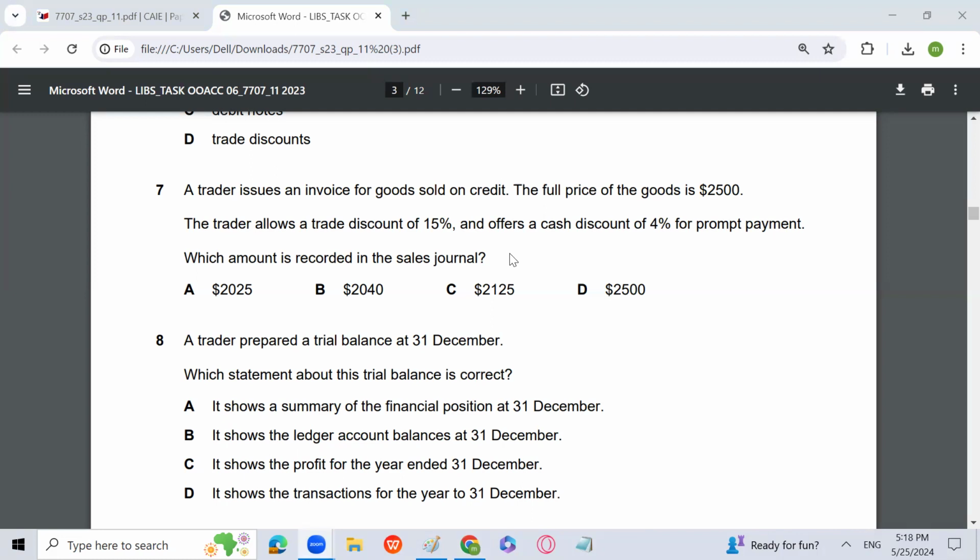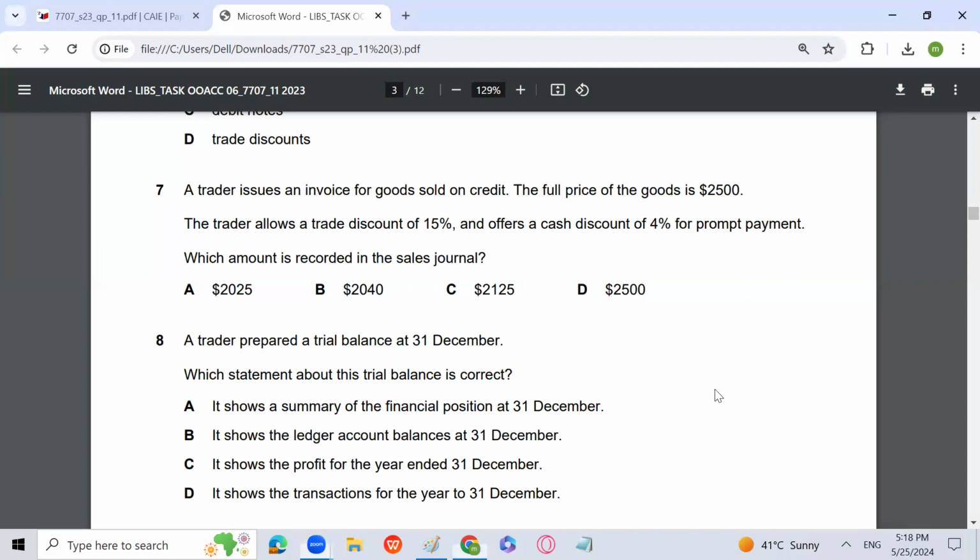Yes, that would be more appropriate if you are giving me the answer through messages. So the answer is going to be, it shows the ledger account balances at 31st December. That is, B is going to be the answer. Trial balance generally shows the arithmetic accuracy of the ledger accounts. It shows that total debits are always equal to total credits.